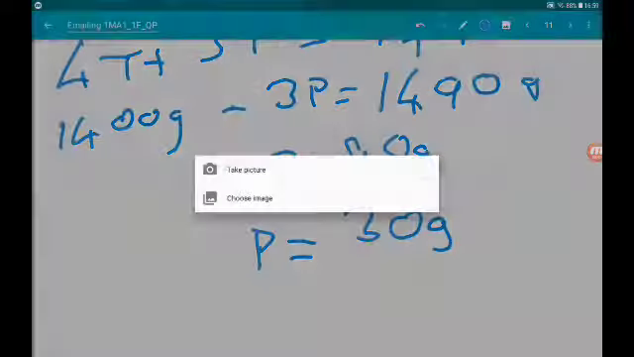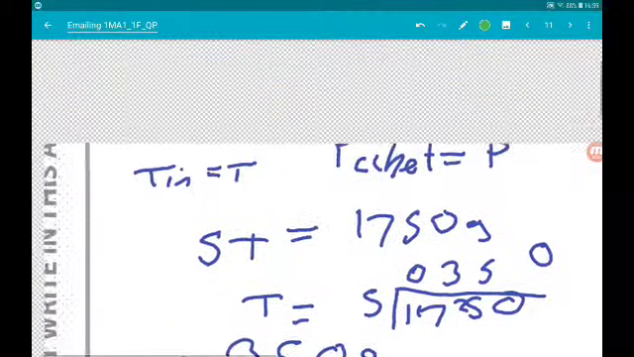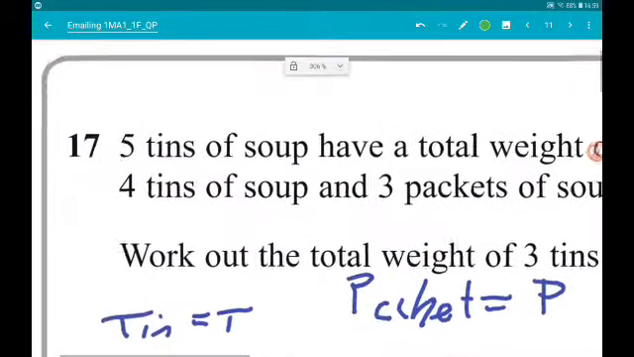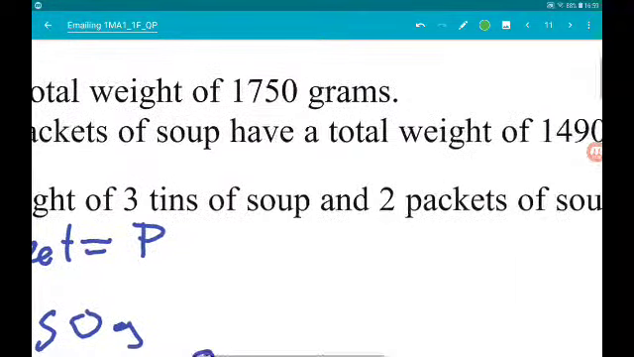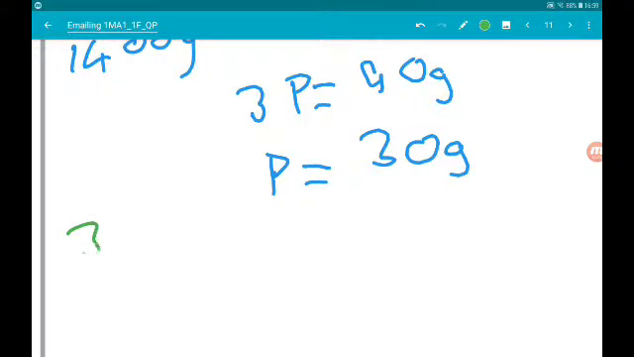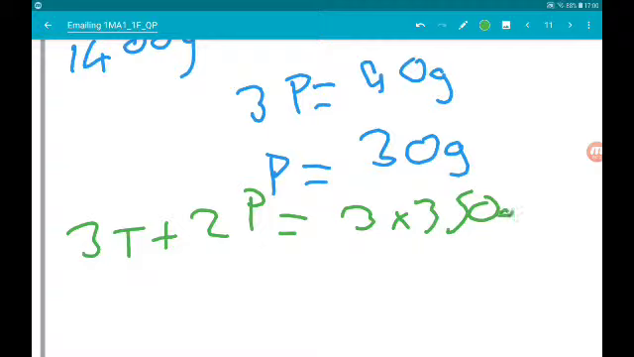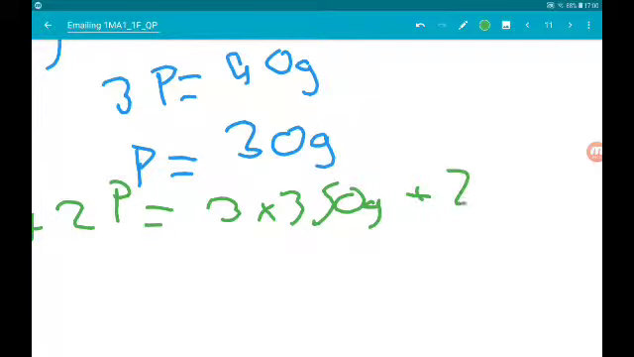So now we know the weight of a tin and the weight of a packet. We can now work out 3 tins and 2 packets. So 3t add 2p is equal to 3 times 350 grams add 2 times 30 grams.